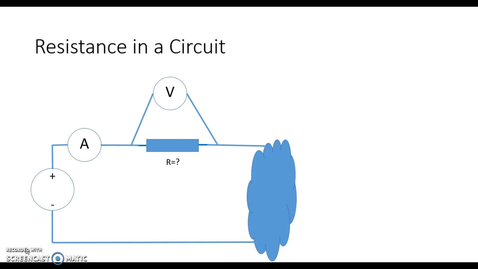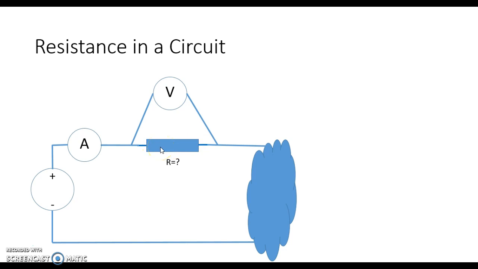Alright, so first we're going to look at this circuit here. It looks very similar to the circuit that we set up in class. The only difference is over on the very far right side, I put this cloud in here. What this cloud simply means is it's the rest of the circuit that we really don't care about. What we really care about here is we want to figure out what the resistance through this component is.